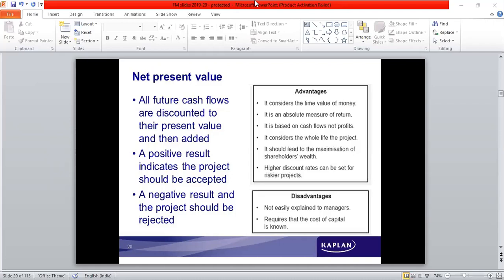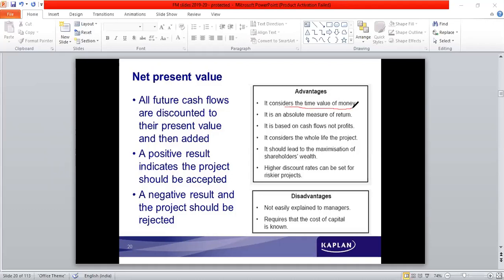Second one, if investment is made today, how much time does it take for the investment to be paid back is the focus in the second technique. Third one considers the time value of money. That's the main advantage. The first one talks about it considers the time value of money.